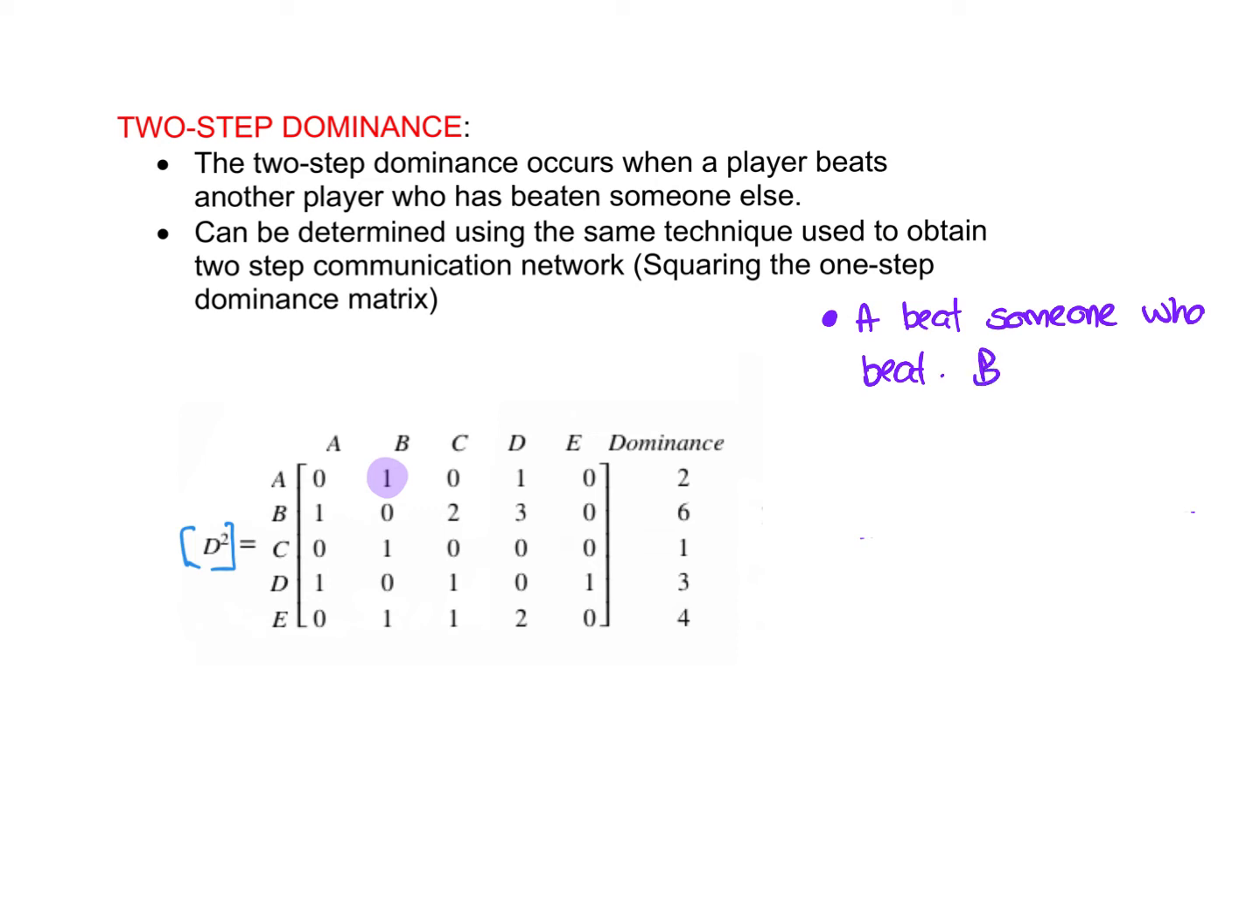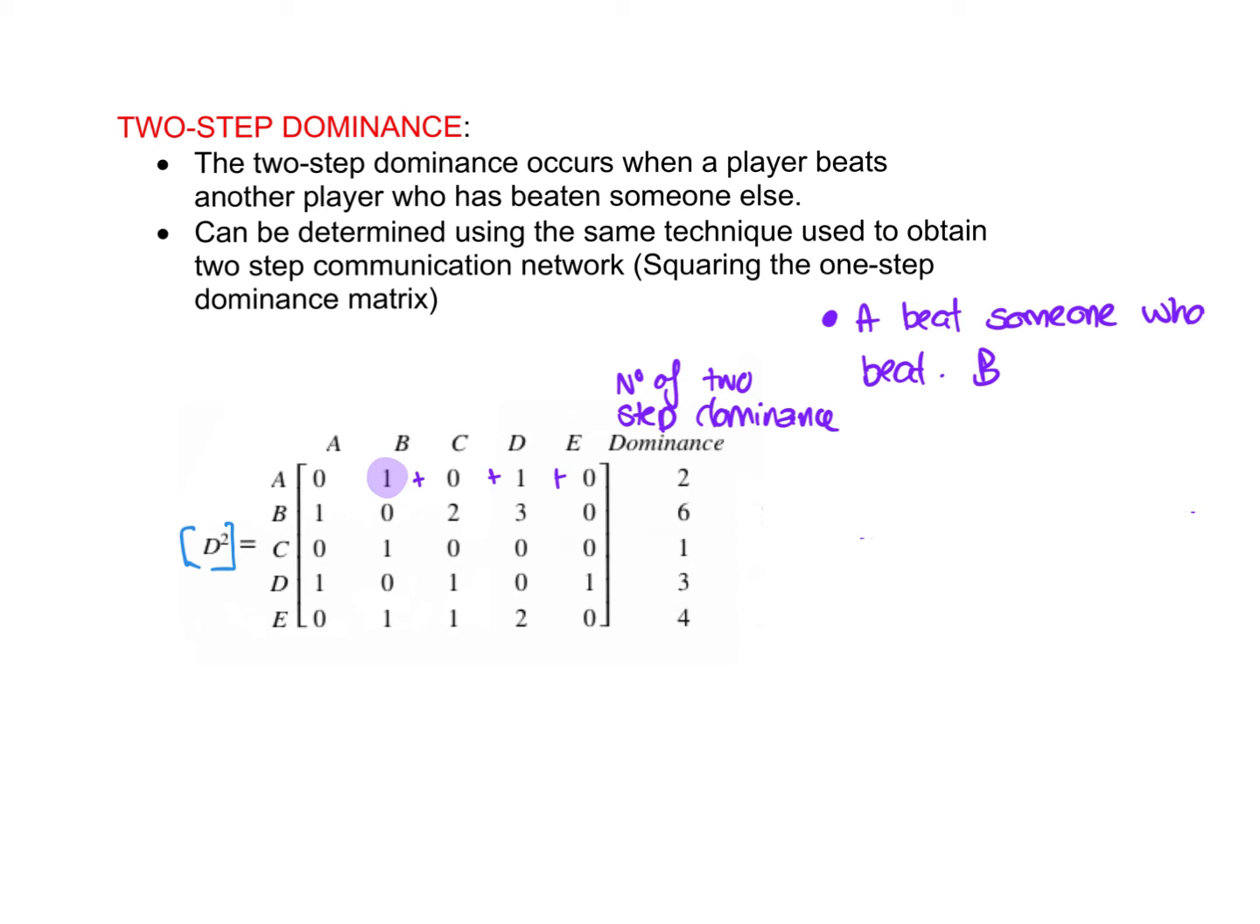So this just tells you the number of two-step dominances. When they add up across here, this is the number of two-step dominances. So it doesn't mean you beat them, it means you beat someone that can beat them. All right, so who else did B beat, or lose against? B lost against D. So that's where A has a two-step dominance over D, so it can beat someone who can beat B.